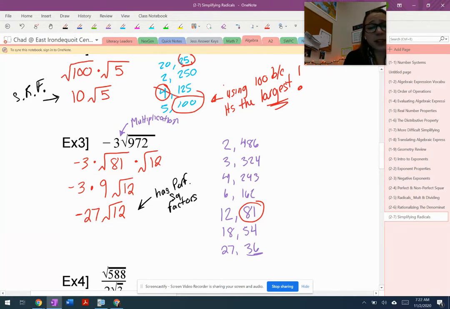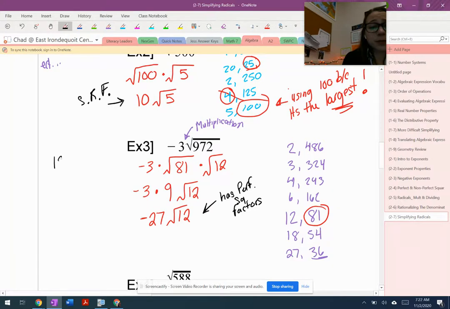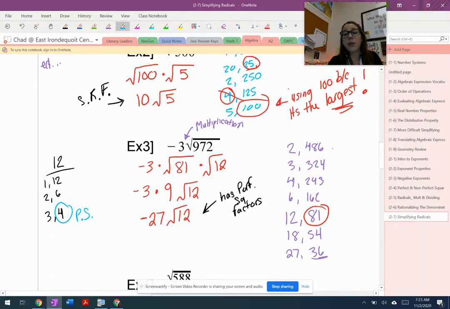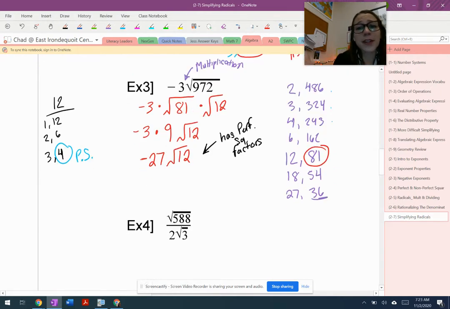Right, if we think about what we know about 12, obviously 1 and 12, but that doesn't help. 2 and 6, 3 and 4. And don't let that little 4 confuse you. 4 is a perfect square. So that means that one of these other numbers was a perfect square that I just didn't recognize. We're going to go back and figure that out in a sec.